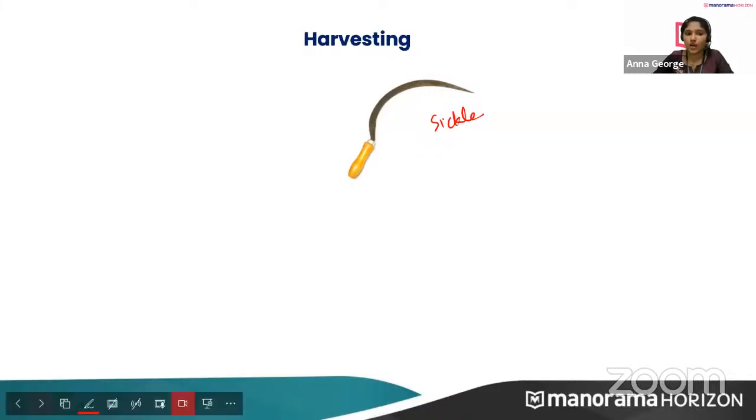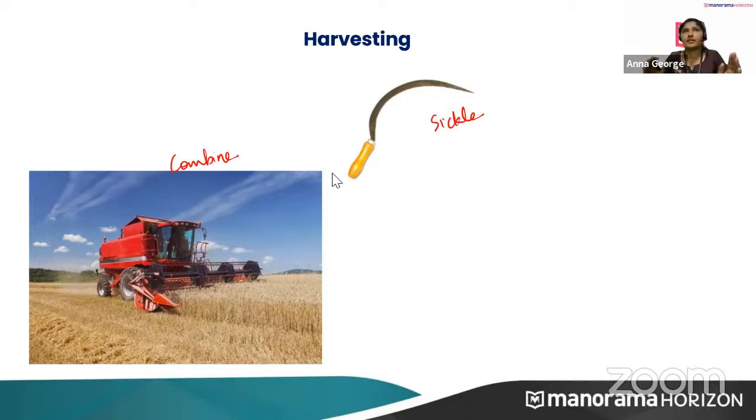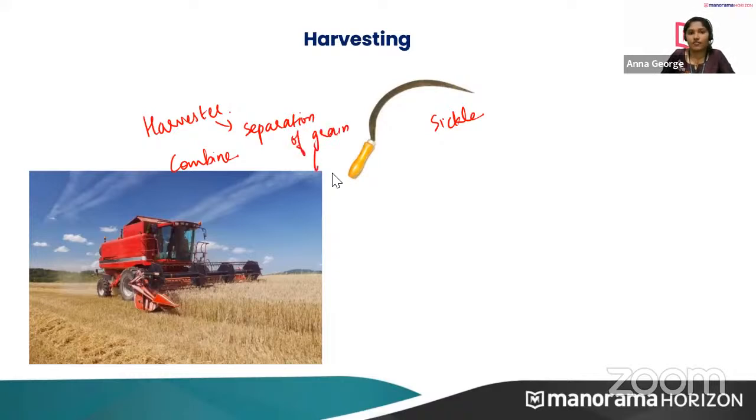The traditional method is the sickle used for harvesting, and there is some other method also. There is a machine called the harvester that is used nowadays. The purpose of the harvester is the separation of grain from chaff. What is chaff? The outermost covering of the seed is called chaff. So the separation of grain from the chaff is done with the help of the harvester.